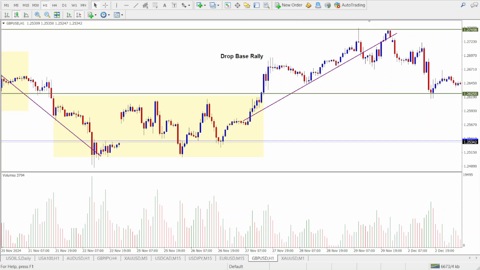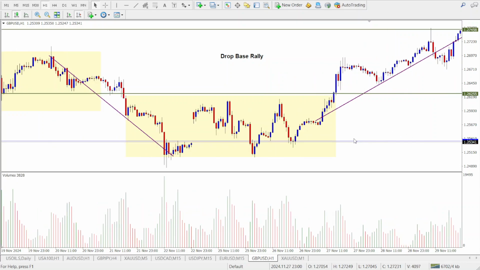Now, while the drop-based rally is a powerful strategy, there are common mistakes to avoid. One is jumping in too early. Don't rush into the trade as soon as the drop happens. Always wait for the base to form and the breakout to occur before entering.